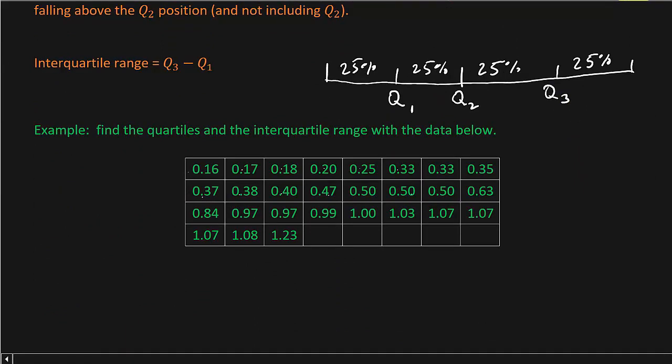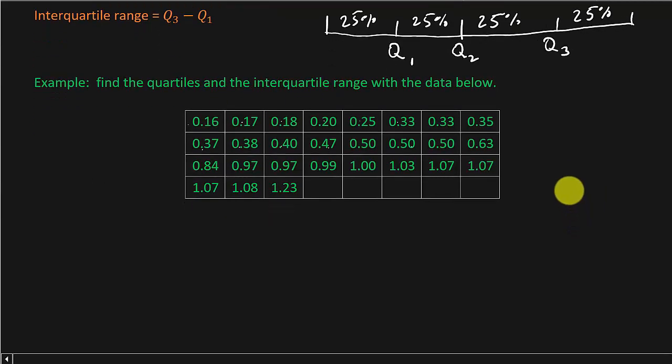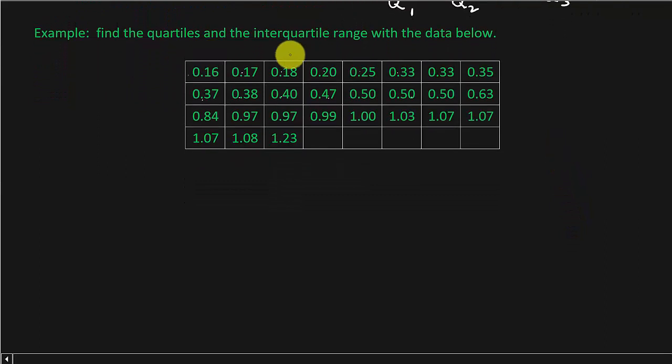So we've got two examples to work. We've got one example where we're just finding the quartiles and the interquartile range. And then the last example we work, we'll actually draw a Box-And-Whisker plot. But in order to draw a Box-And-Whisker plot, you've got to find the quartiles. So let's just practice this example doing that. All right, so find the quartiles and the interquartile range with the data below.